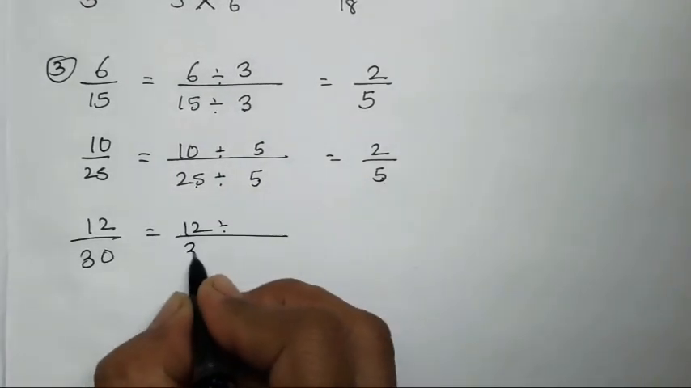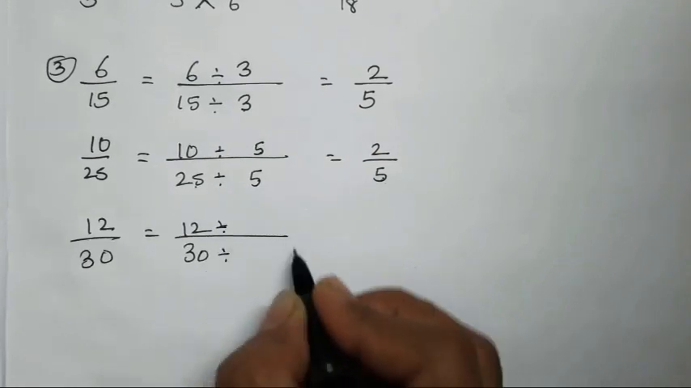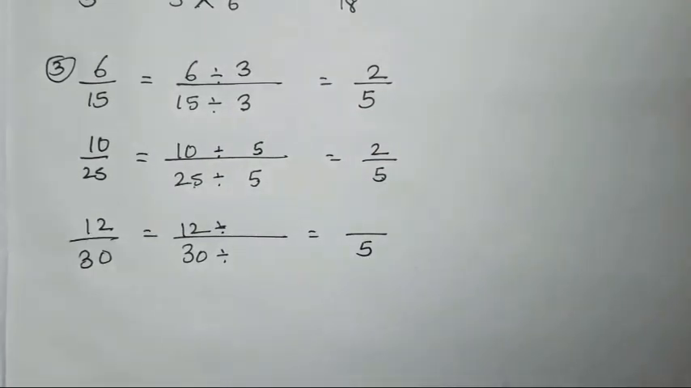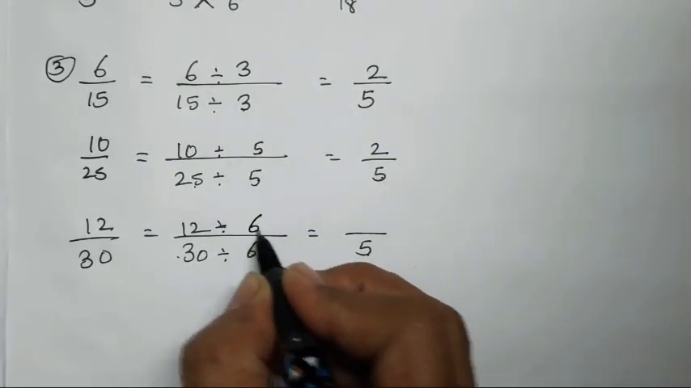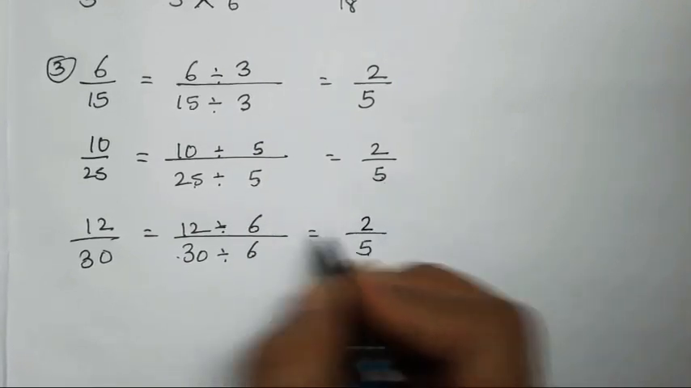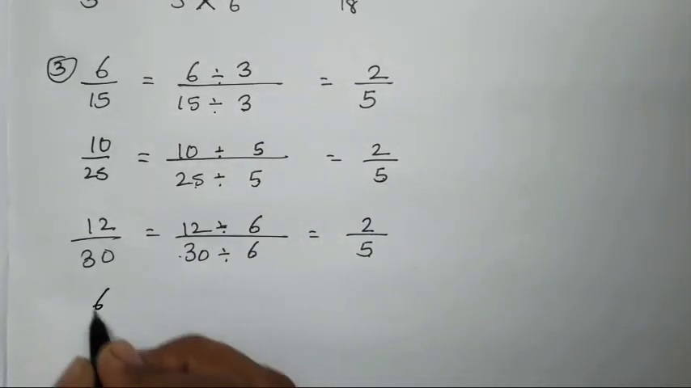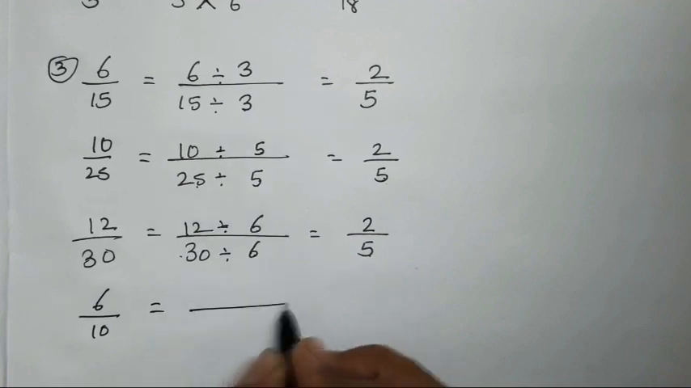12 upon 30 divided with what in order to get the denominator as 5? So 6 5s are 30, divided with 6. 6 2s are 12. Next is going to be 6 upon 10.